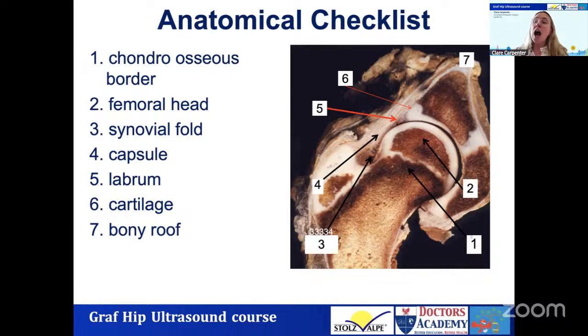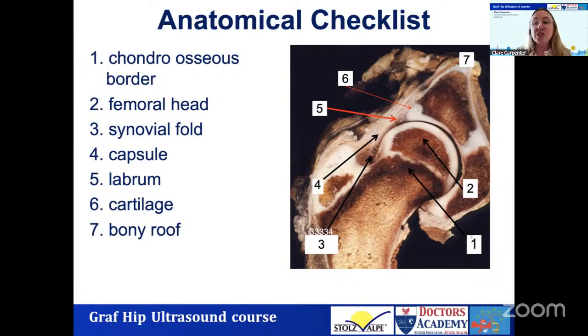And so our first checklist is our anatomical checklist. And if you look at this cadaveric section here, what Graf has looked at and researched the whole of his career is how to get these anatomical structures in view and then how to get the standard plane. And so what he describes is the chondro-osseous border is the first part of the checklist. Then he goes to the femoral head, which is number 2.